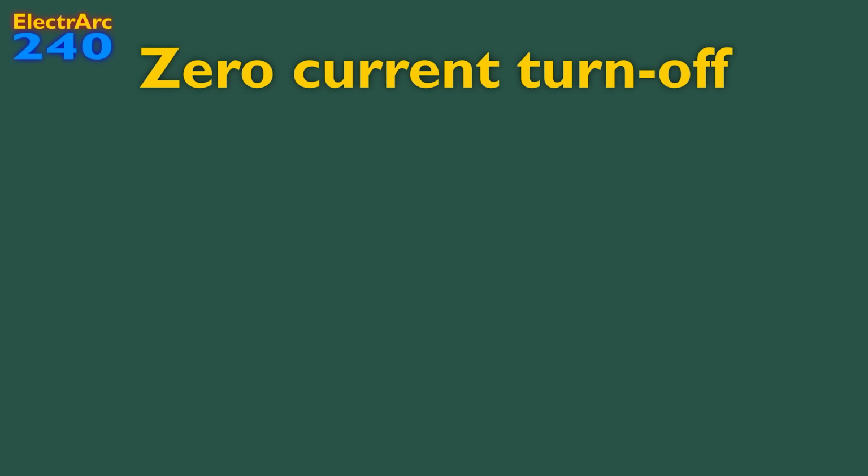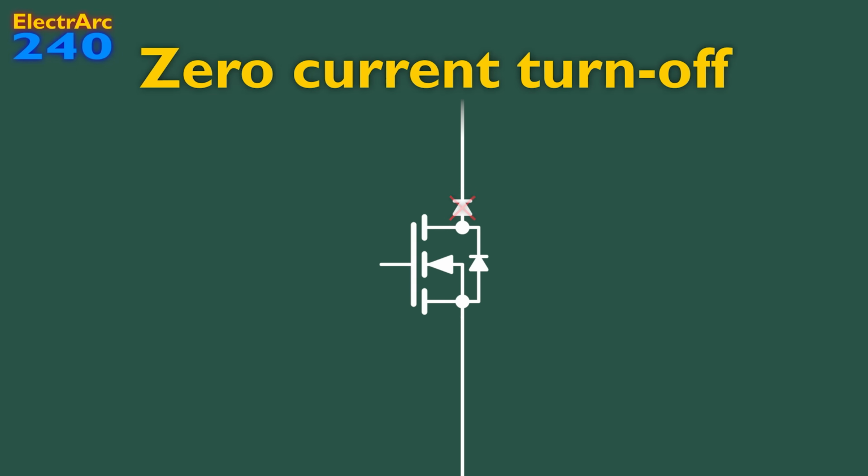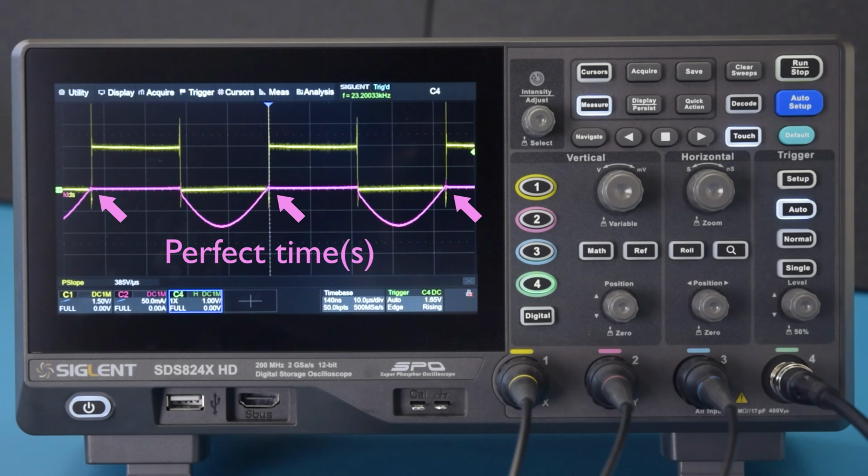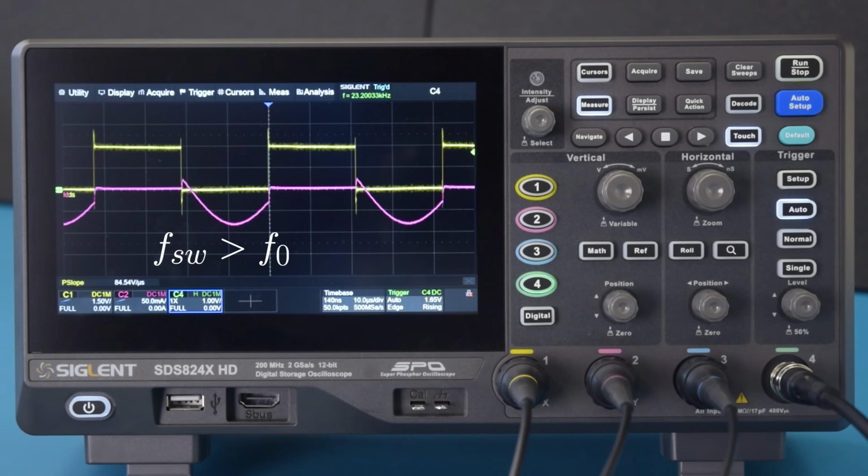Zero current turn-off is by far the hardest type of soft switching to implement, as there's no equivalent of a body diode we can rely on like for ZVS. The most common example is in a resonant LLC converter, where switches turn off at the perfect time, just before the current starts increasing again, like the strategy for zero voltage switching we just looked at. This works best when the converter is operating at its resonant frequency, as otherwise some current will still be flowing when the switch turns off.